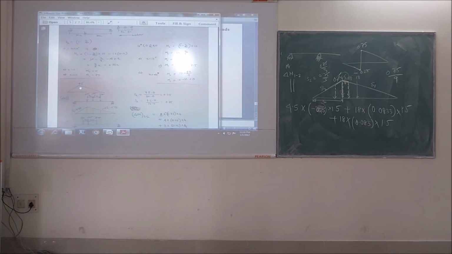Now you see, loads are moving from this side to this side, that means from right side to left side. So when it is moving, what will be the first position of the load? Who will tell? Someone from the back, speak up. Aditya, will you tell what will be the first position of the load?